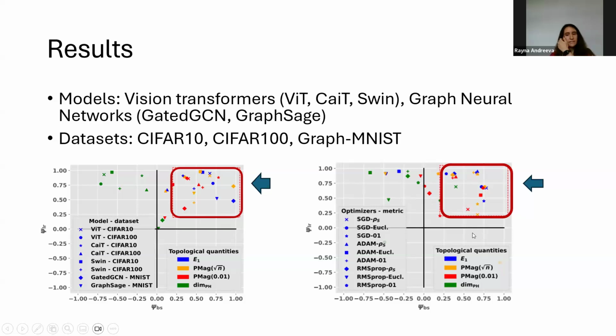The other question we asked is, okay, are we consistent across different algorithms? And the answer is yes. If we use SGD or Adam or RMSprop, we still have the same performance. So our framework doesn't depend on the algorithm.